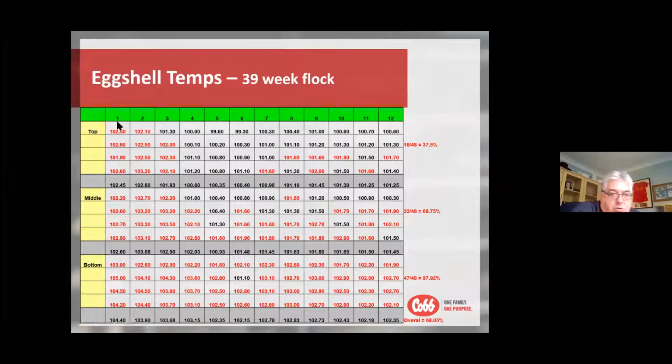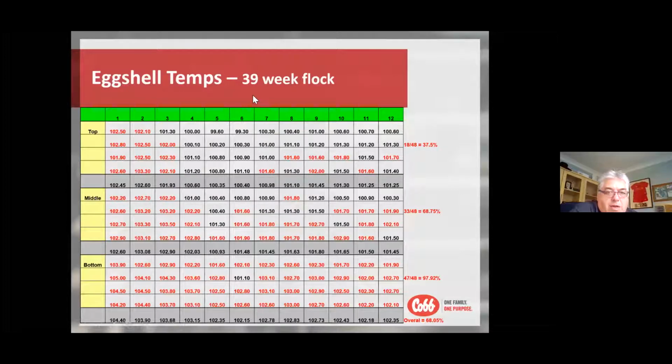If you look at this machine, it's a Chickmaster multi-stage. You've got 12 different racks of trays, and we took 4 eggs from the third tray down, the 8th tray down, and the 15th tray in a stack, and measured the eggshell temperature on the equator, or just below the equator of the egg.